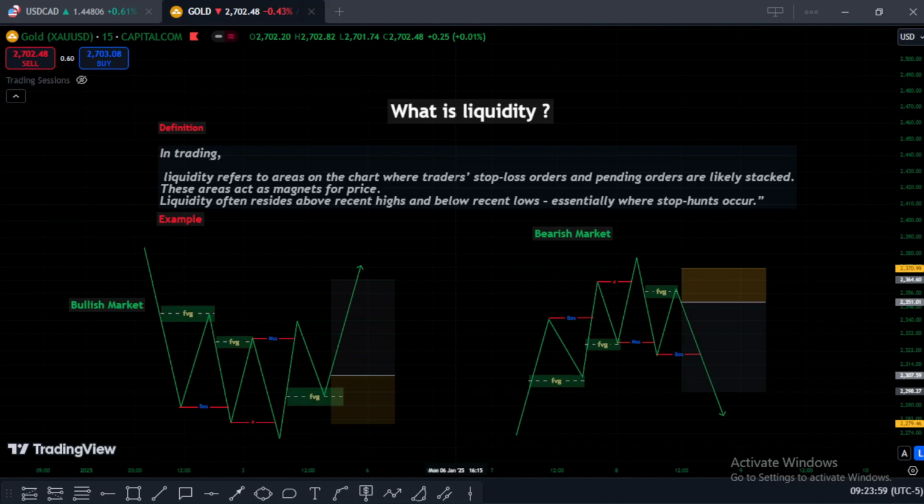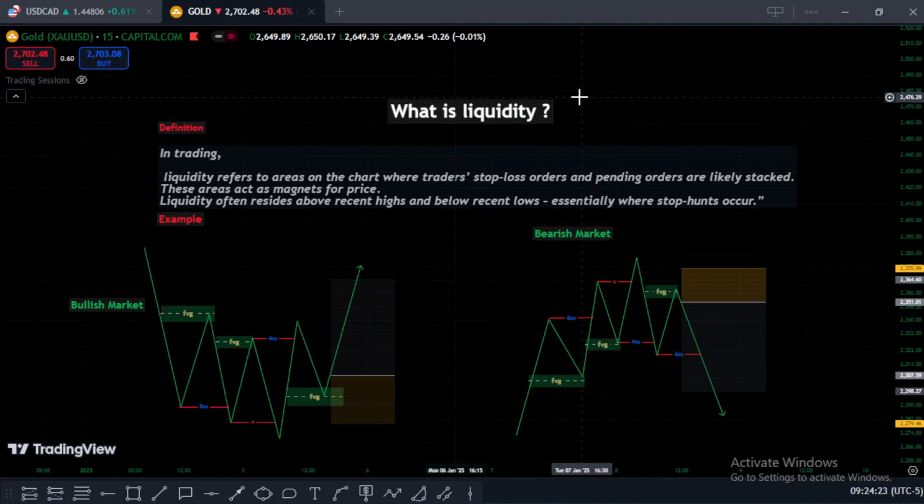Okay, now what is liquidity? I'm going to be focusing only on liquidity for this video, and then for the next I'm going to be doing fair value gaps. So let's start. What is liquidity, guys? Definition. This is a little bit of a note that I put here so that you guys can read it too.